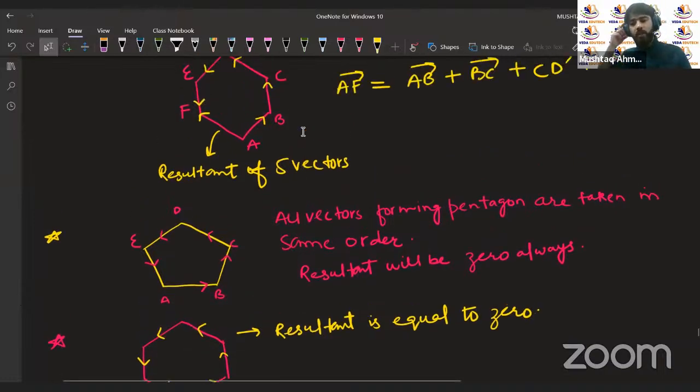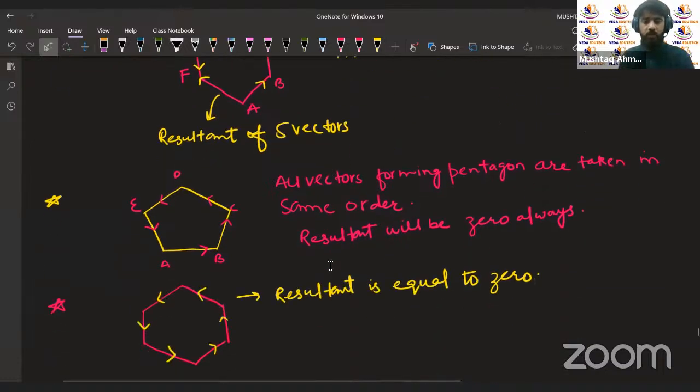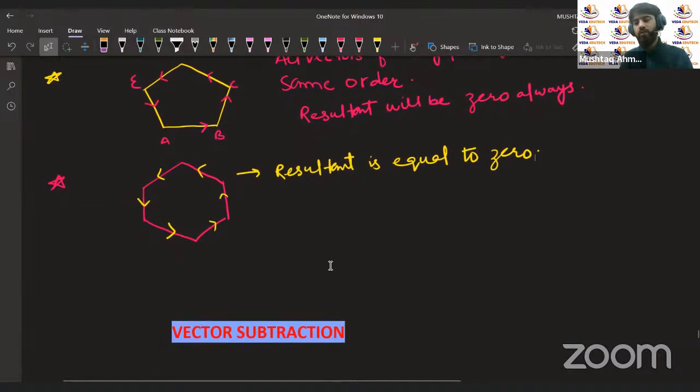So in your exams, only up to addition of the two vectors will be asked, but you must know a little bit of information about the polygon law of vectors also. If more than two vectors are there, then how we can add three vectors, four vectors, or five vectors using the polygon law of vectors. But rest, in your exams only up to the triangle law of addition or the parallelogram law of addition, where we add two vectors only, will be asked.